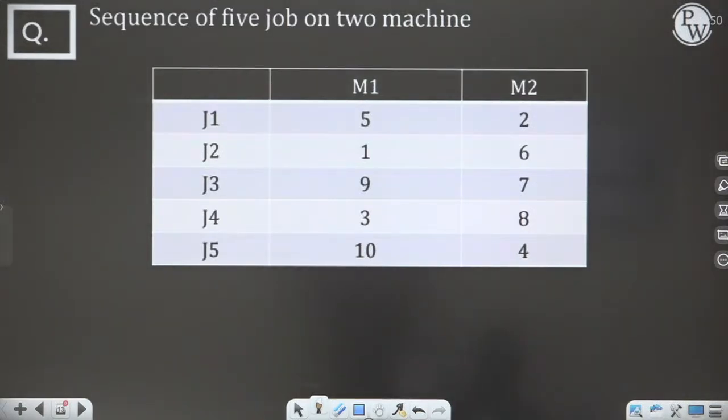Yes, 2, 4, 3, 5, 1. Now, I am going to explain.